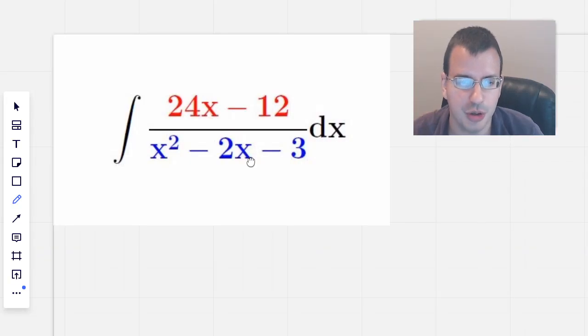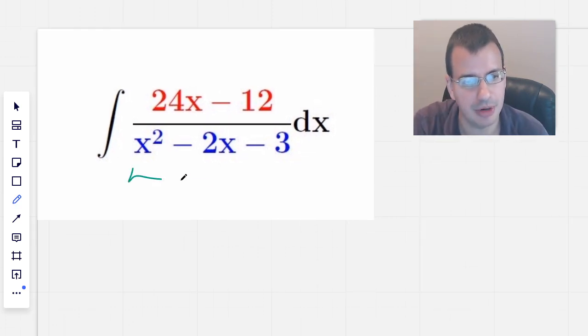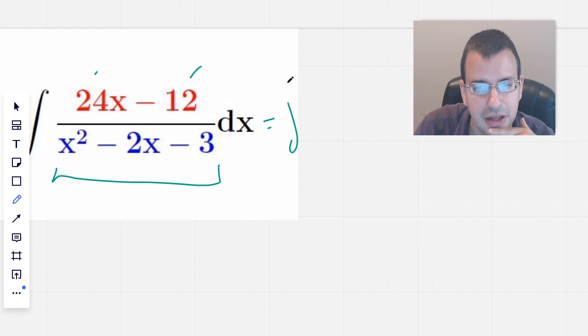Find the integral of (24x minus 12) over (x squared minus 2x minus 3). Okay, so the first thing to notice here is you can probably break this up into two polynomials. We can also factor out a 12 up here. And so we're going to rewrite this as the integral.